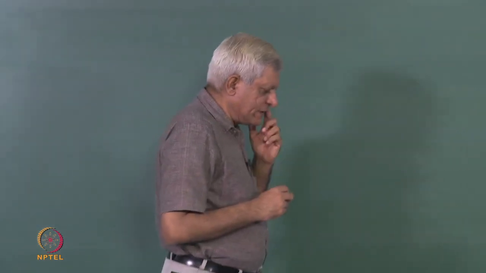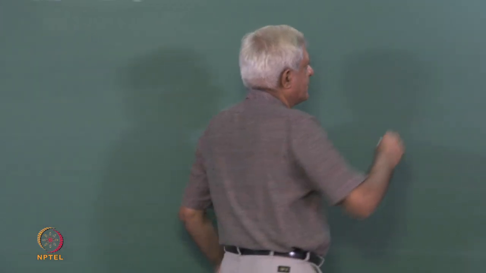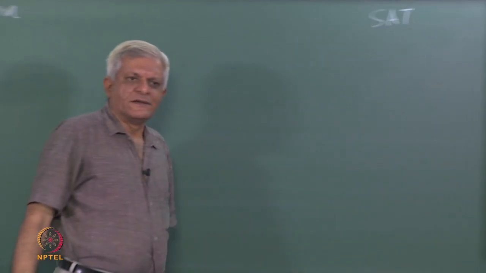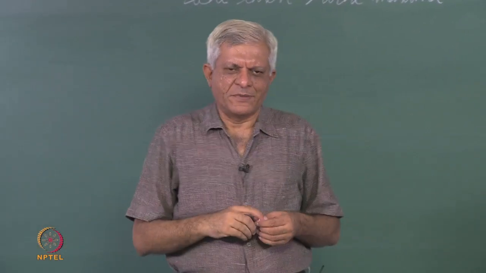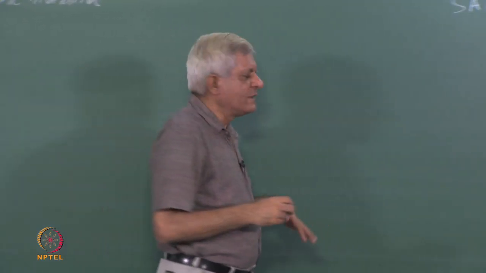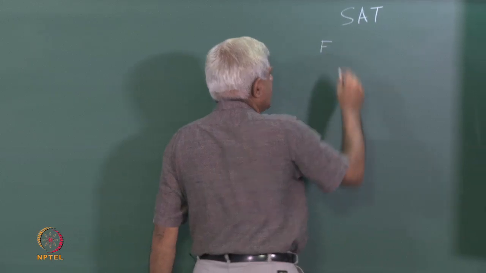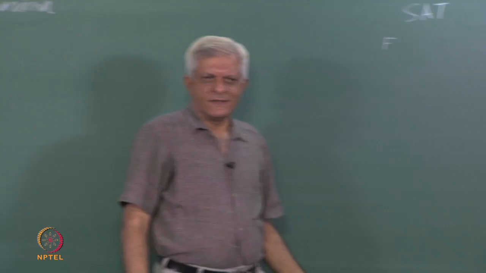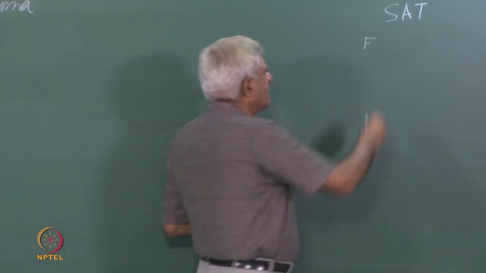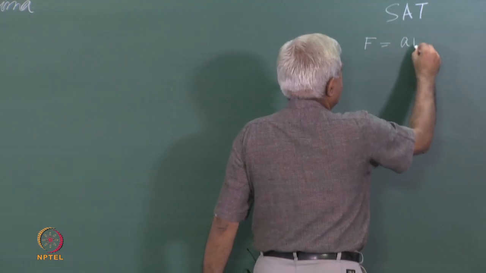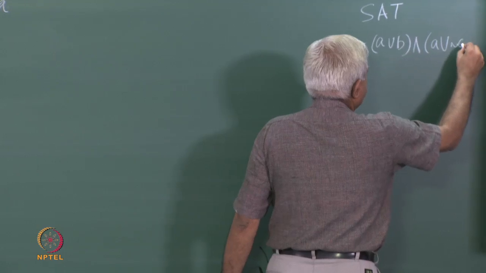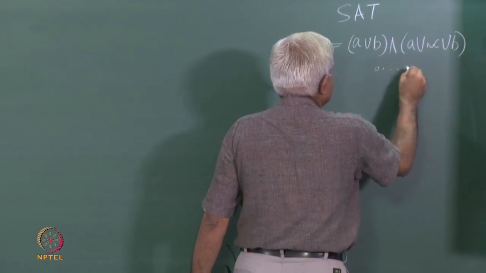So, I want to now introduce this problem today, which you are familiar with no doubt, called the satisfiability problem. I presume everybody is familiar with satisfiability. We will just do a quick recap: there is a formula, and we will assume for simplicity that this formula is in conjunctive normal form. It does not have to be. So, it is a Boolean formula, something like A or B and A or not C or B and so on.